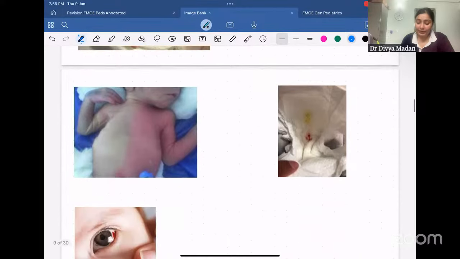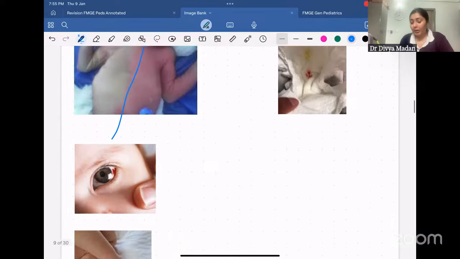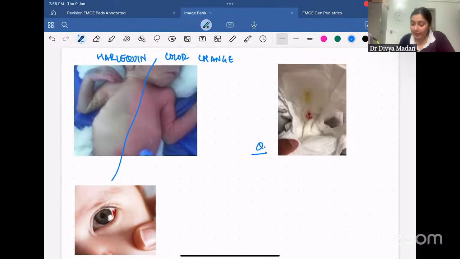Then we have this half side of one color, red, and the other is pale. This is harlequin color change. Harlequin, inspired by that Joker character. Harlequin color change. Yet another clinical stain that is asked in your exam.